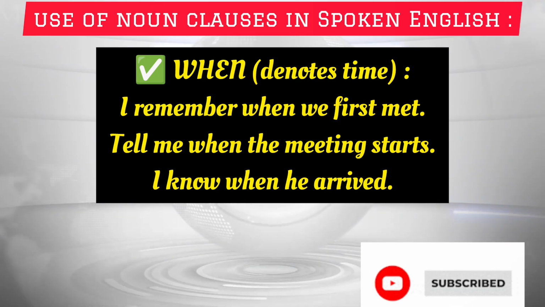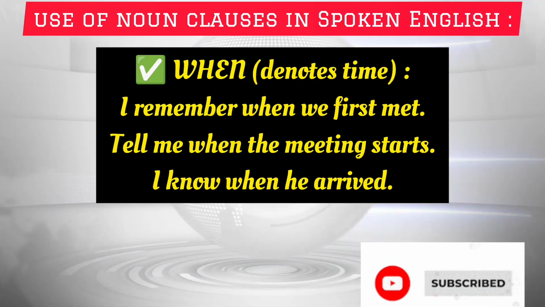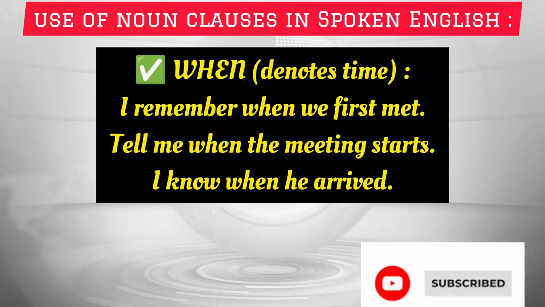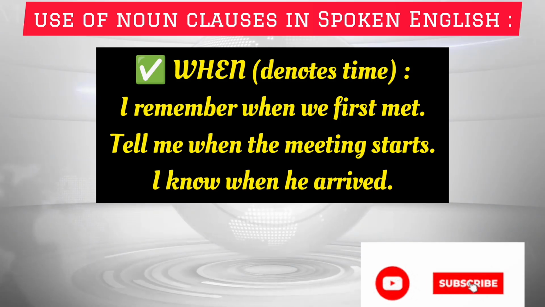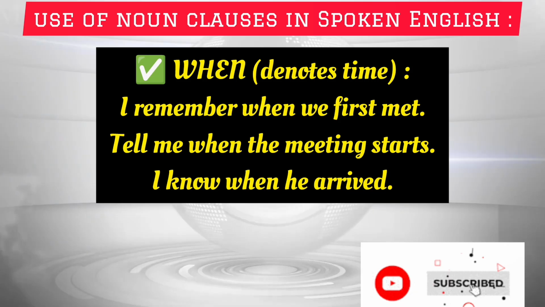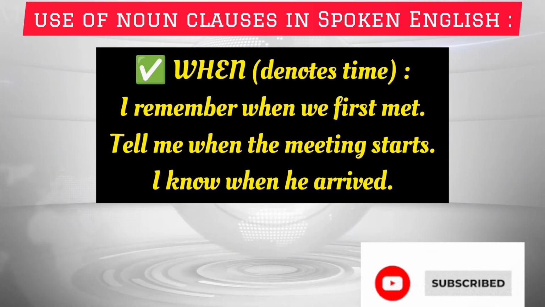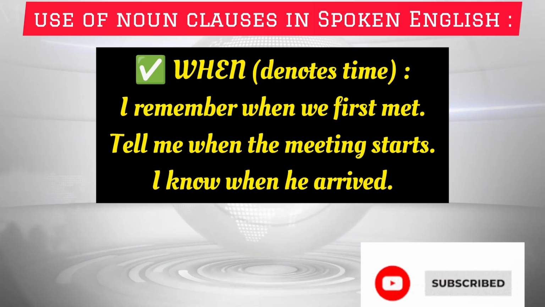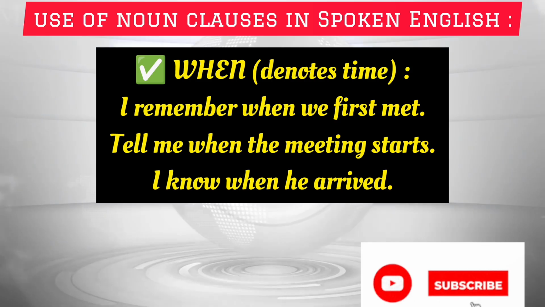Up next we will see the second example with when, using it as a noun clause. As you see, tell me when the meeting starts. So here when the meeting starts is a noun clause and I'm using when just to ask about the time. Third example, as you see, I know when he arrived. Again, I'm using when he arrived as a noun clause. So I'm pointing towards the time that person arrived.